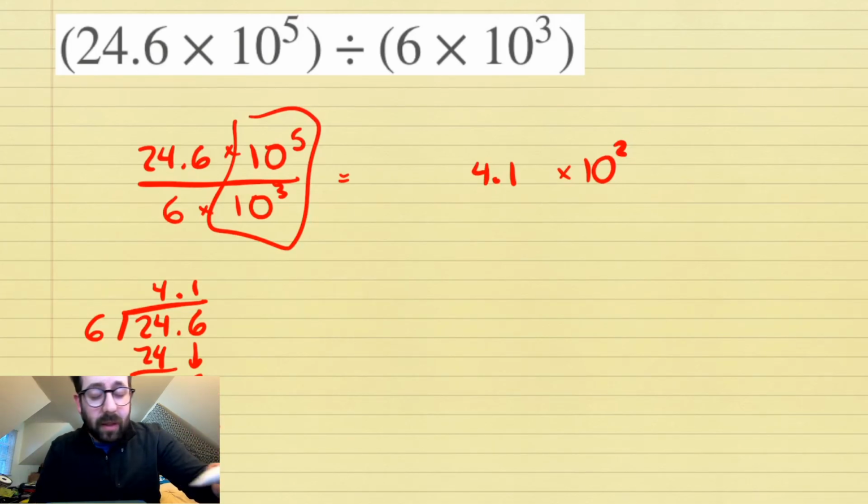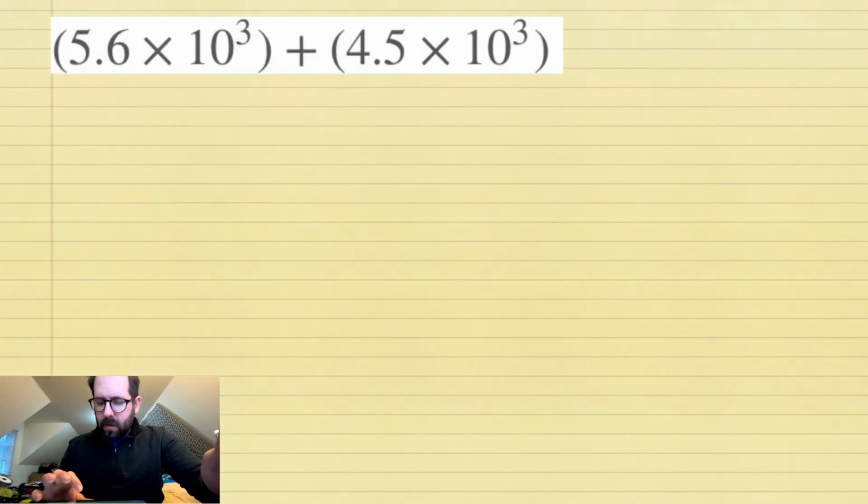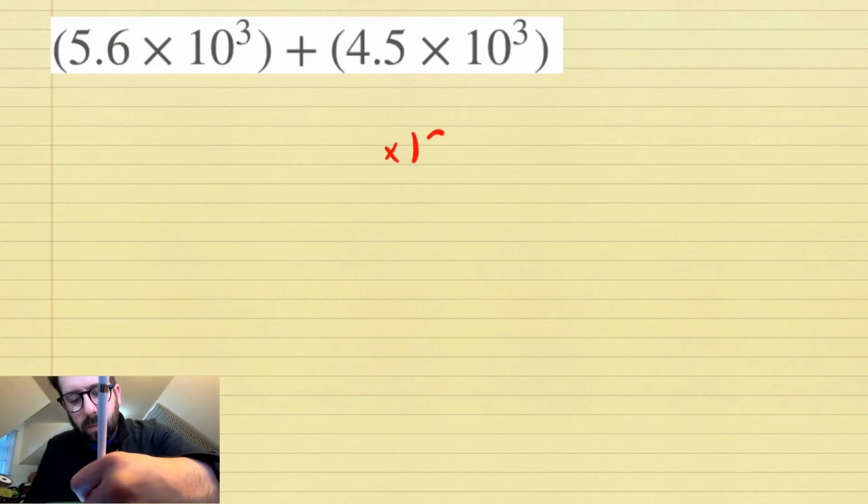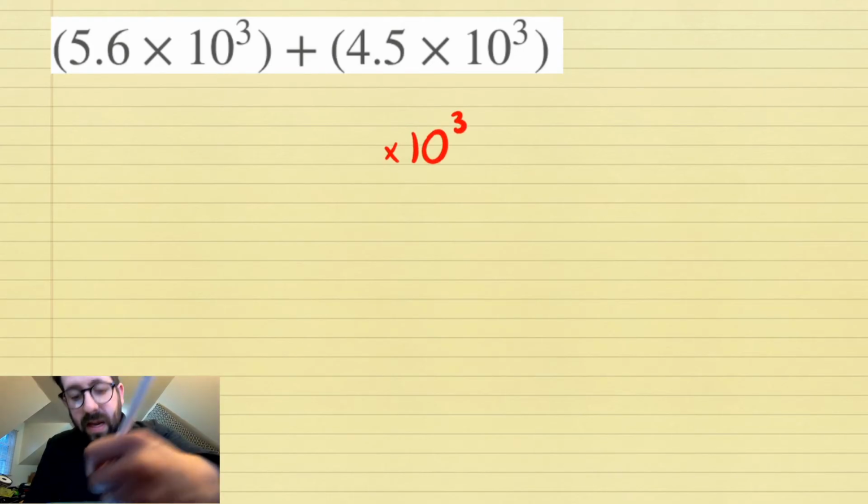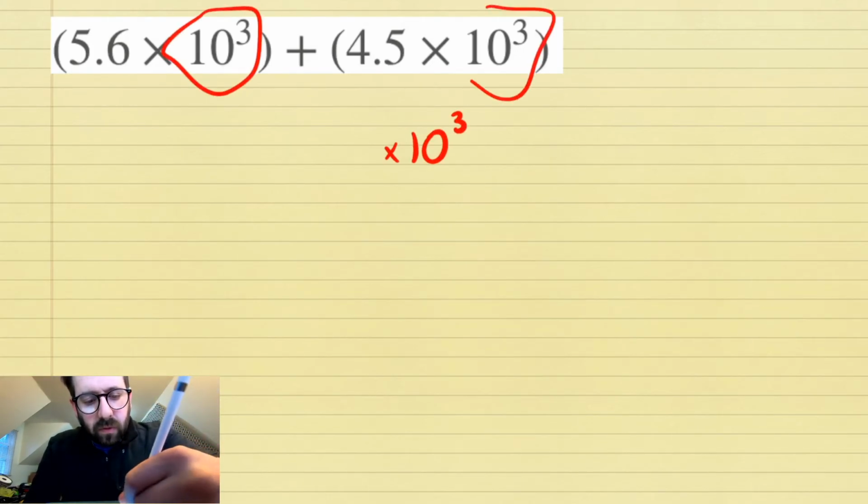Maybe you did division differently than I have. This column method is called long division with a house. Let's go to problem number 10 here. Okay, so we're adding again, so we have to have the powers of 10 the same. So the powers of 10 are 10 to the third or 10 cubed. So we'll leave those. Those are the same.